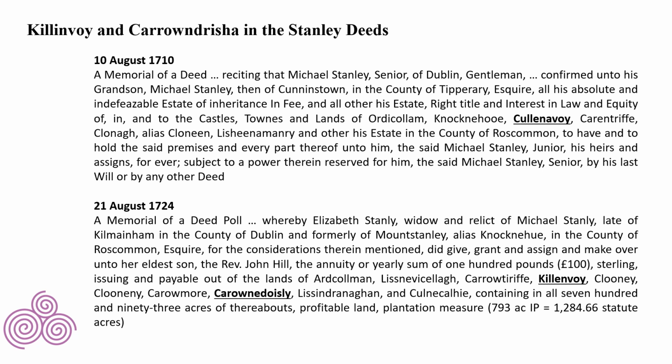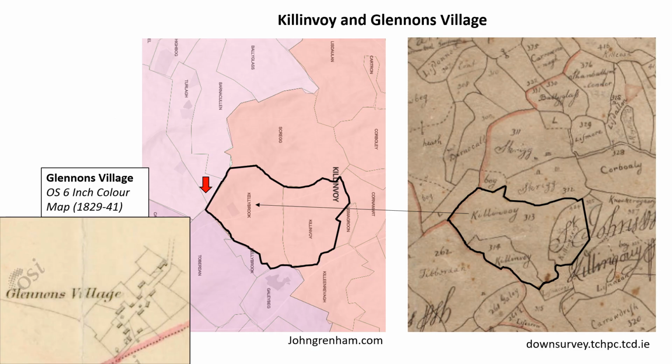So he did take up the lands, but is there a correlation with the Glennons? The down survey maps come in. We can see that what was Killenvoy in the down survey has now been split into Killenvoy and Kellybrook further over here. And again, right on the edge of this townland is what becomes Glennon's Village. This is just south of Knacrockery, on the borderland between Rahara Parish and Killenvoy.